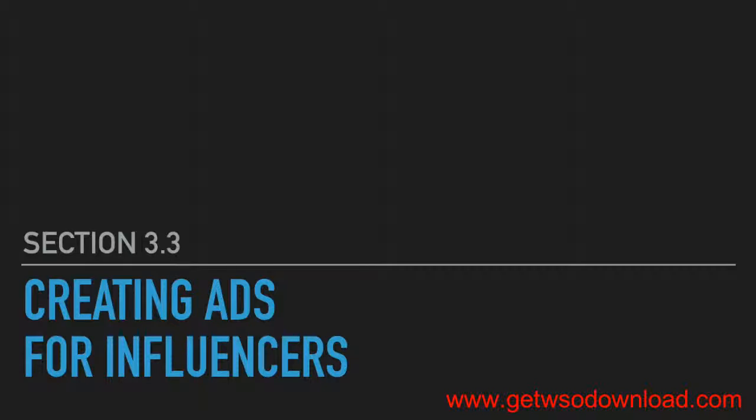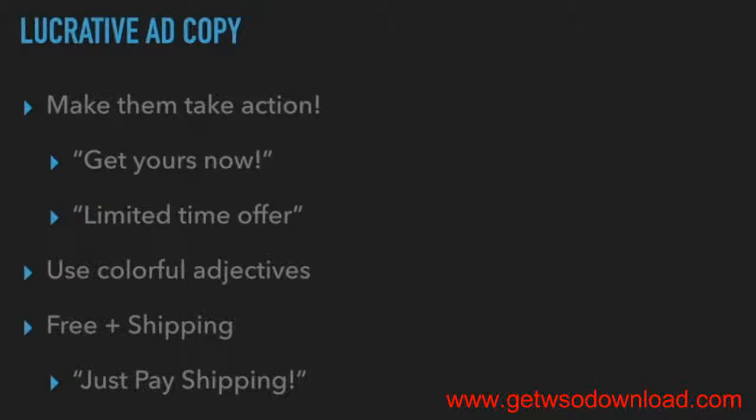So we're going to start with lucrative ad copy. The first thing you want to do is make your audience take action. So you're going to use things like "get yours now" or "limited time offer," something that brings a little bit of urgency to the table and makes them want to purchase. Use colorful adjectives and really explain whatever you're offering. And when you're doing a free plus shipping offer, you can just say "just pay shipping."